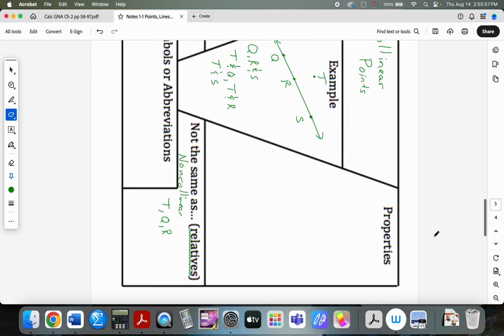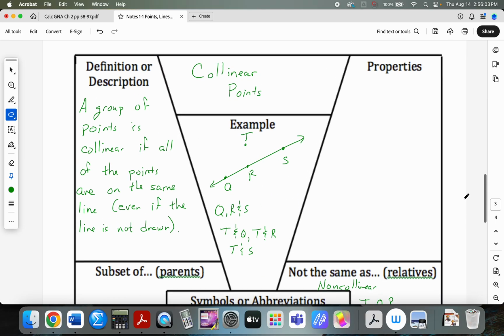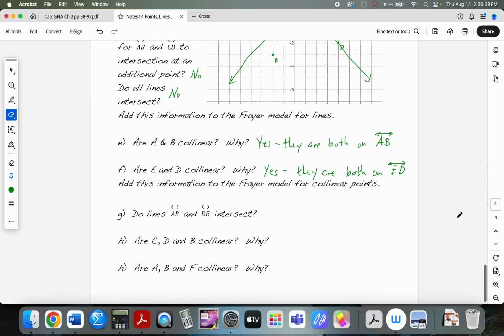So, if we go back to our Frayer model for just a second, we're going to add this to the properties. Any 2 points, I do mean any 2 points, are collinear. Because you could make a straight path between those 2 points. That makes them linear. All right, back down to the last page.